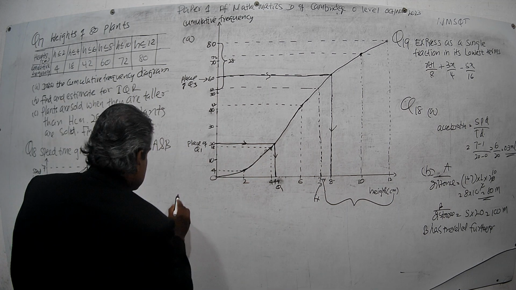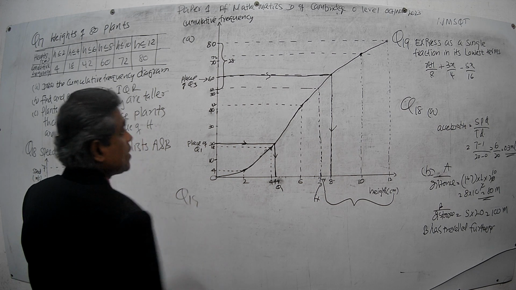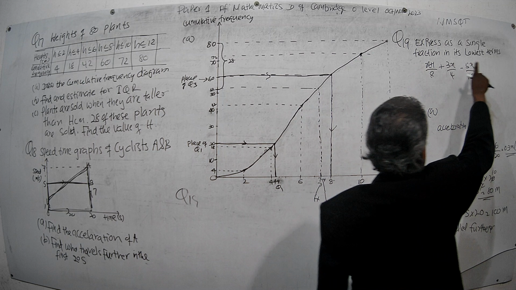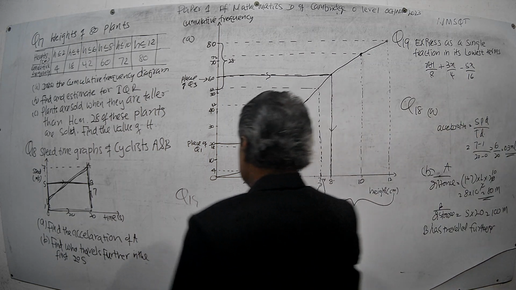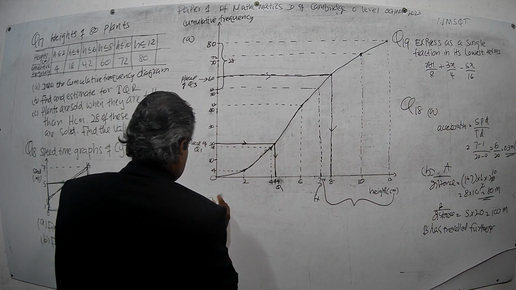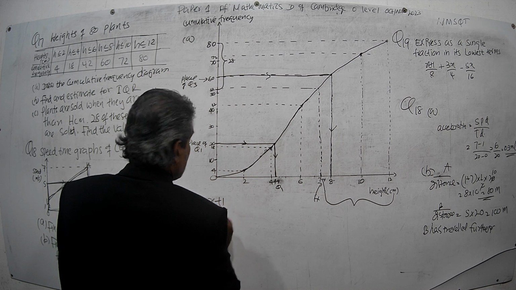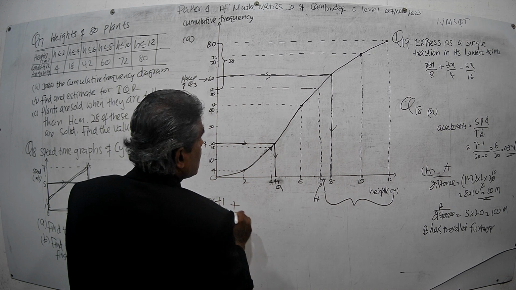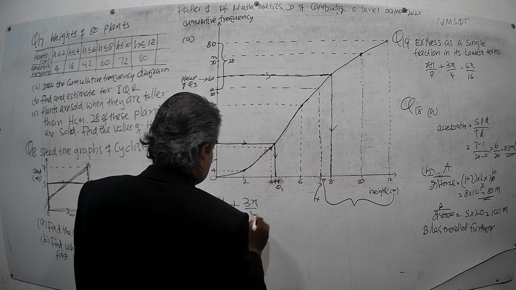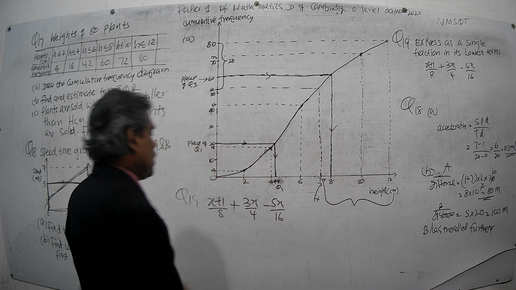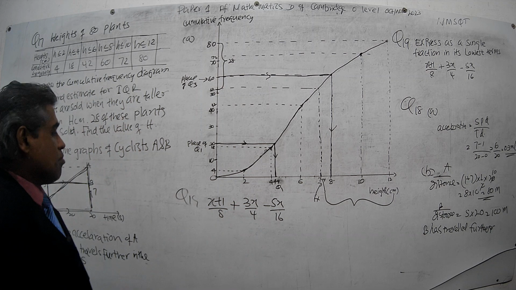Right, now question 19, Q19. They say express as a single fraction in its lowest terms this one: x plus 1 over 8, plus 3x over 4, minus 5x over 16. There are 3 fractions to be added and subtracted.